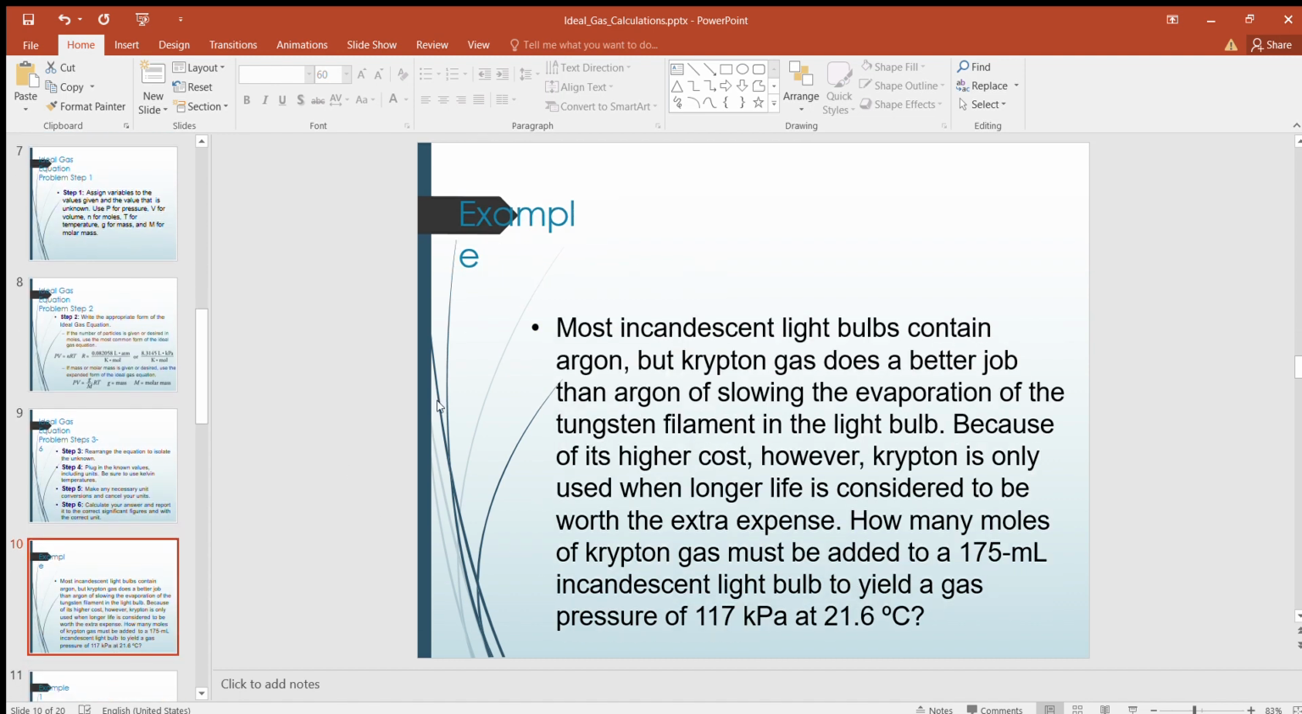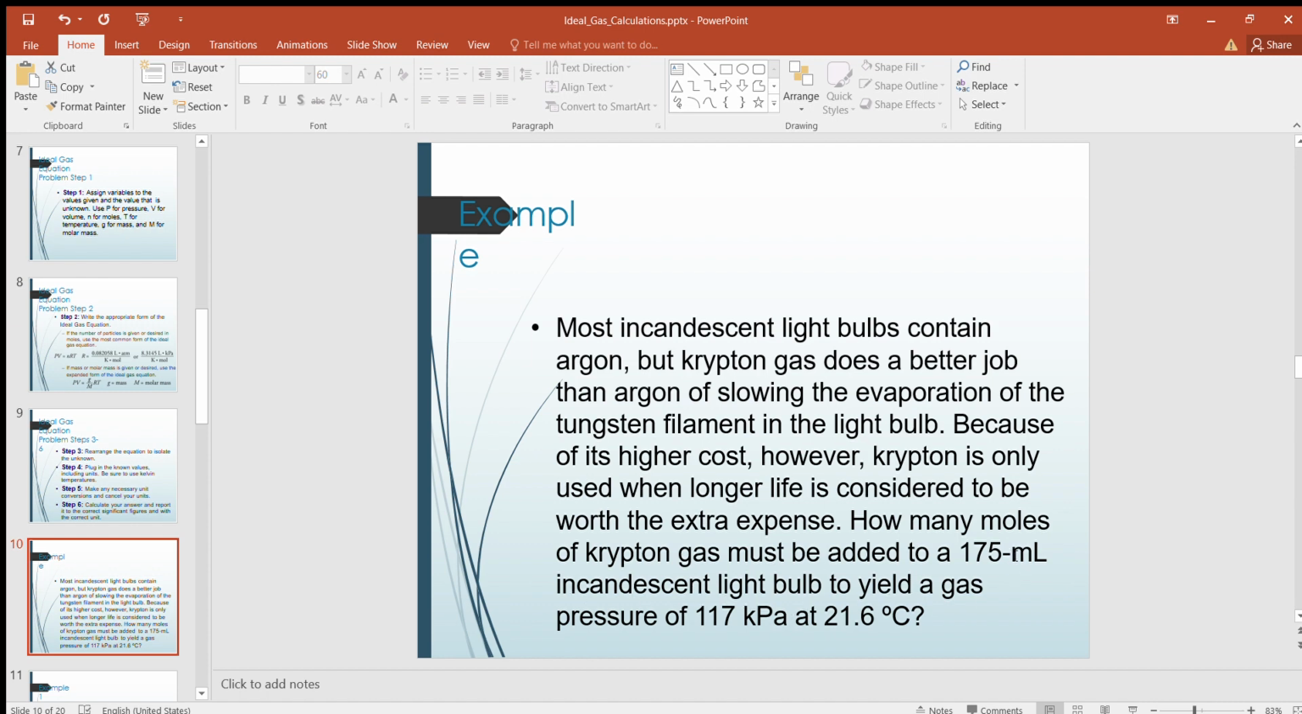Now, for example, most incandescent light bulbs contain argon, which is an inert gas and does a better job of slowing the evaporation of the tungsten filament in the light bulb because it's inert. Because of its higher cost, however, krypton is only used when longer life is expected. How many moles of krypton gas must be added to the 175 mL light bulb to yield a given gas pressure?